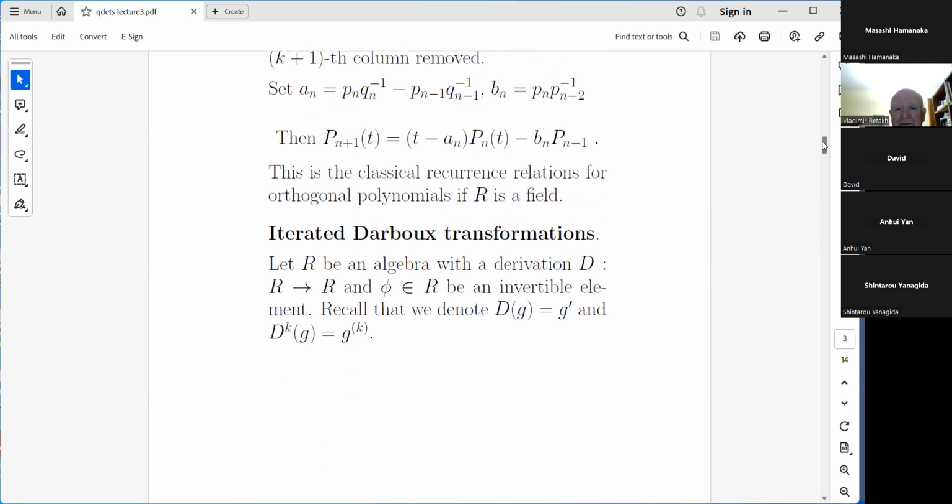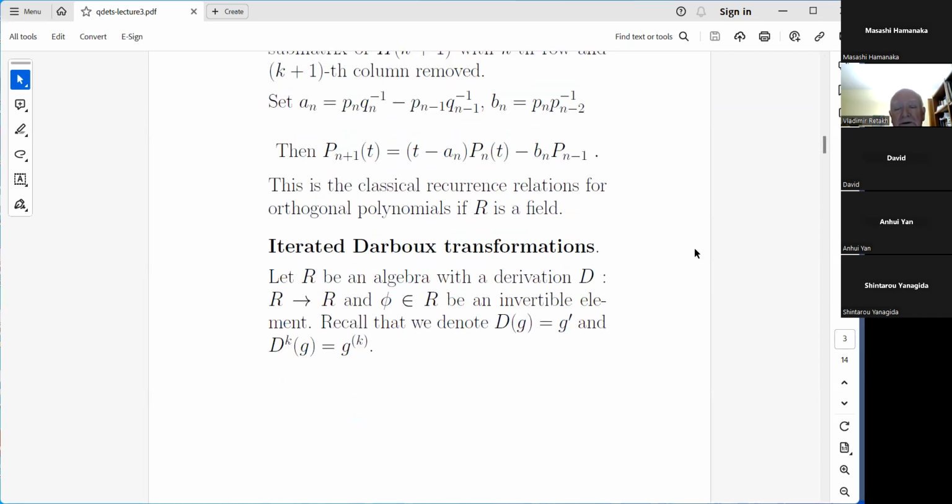Since this is a conference on integrable systems, I will consider the problem of iterated Darboux transformations. Again, let me give an abstract definition of the Darboux transformation. Suppose R is an algebra with a derivation, and suppose that phi is an invertible element in this ring. We already use this notation: the derivative of g is denoted by g prime.